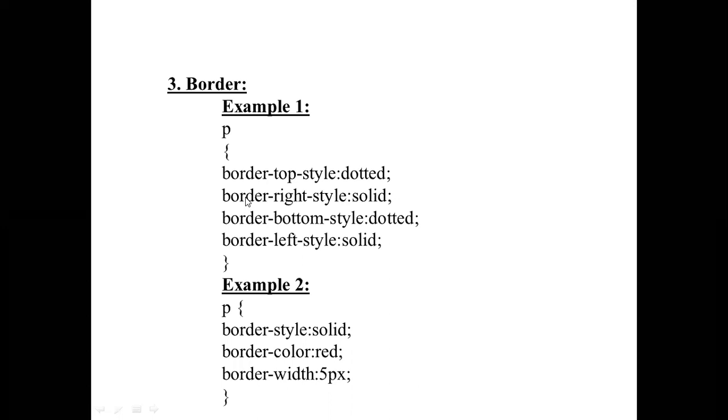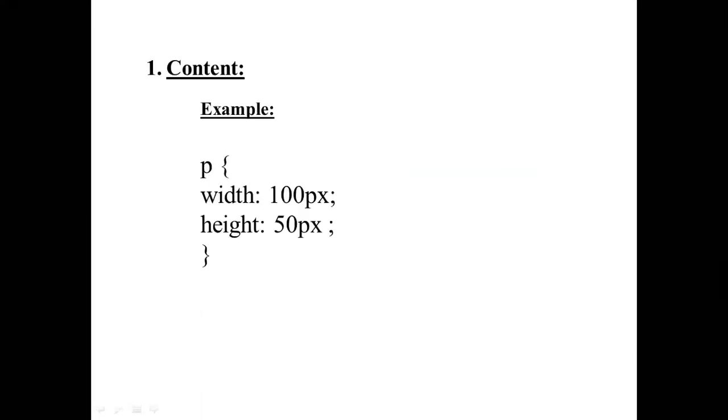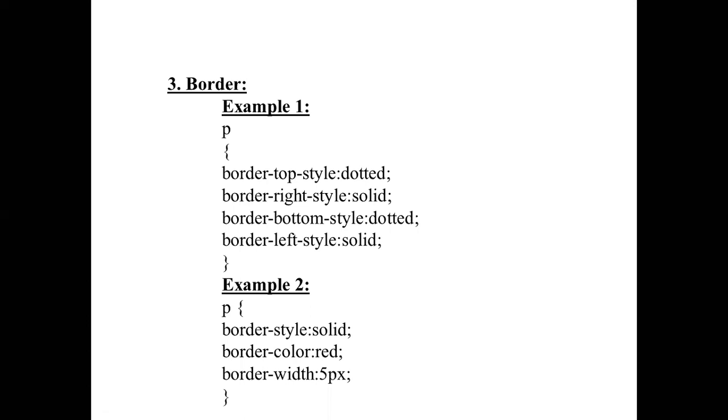Next, border. The border goes around the padding and content. CSS border has four properties: border style, border width, border color and border individual sides, that is top, right, bottom and left. So these are the four properties in the CSS border.